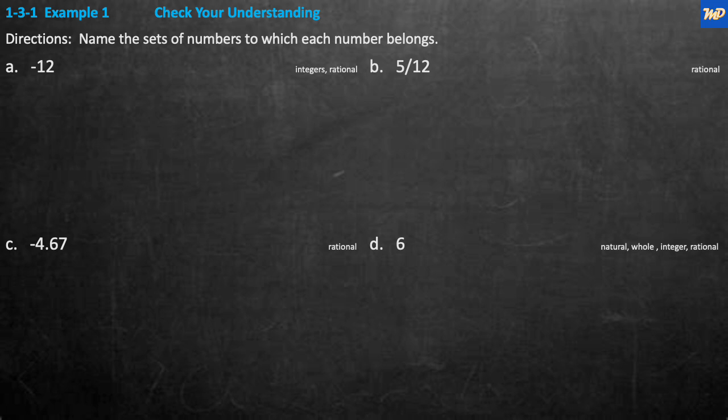Name the set or sets of numbers to which each number belongs, just like the previous slide. Negative 12. Well, what sets does negative 12 belong to? It's not a whole number. It's not a natural number, right? Because it's a negative number. So a negative number is an integer, and any integer is also a rational number. So it's integer and rational.